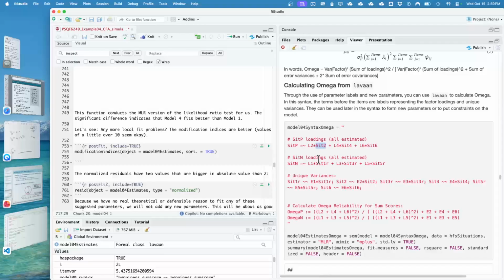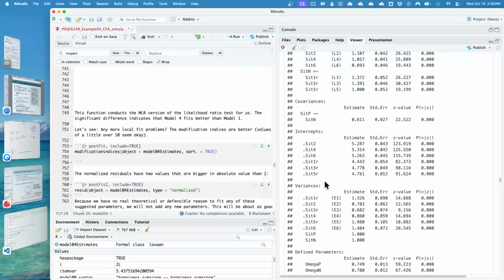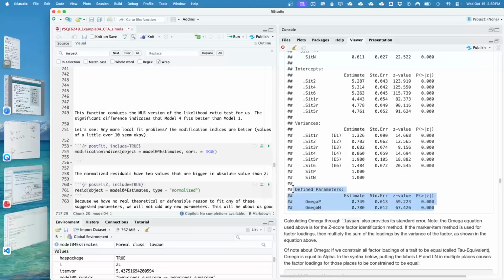Okay. That's it. Great. So what this does, though, is now at the bottom of my output, I get my estimates of reliability. So my reliability, if I only look at the factor of the positively worded items, it's 0.749. The sum score, not the factor score, the sum score. If I add those items up, their reliability is 0.749. If I do that for the negative, it's 0.780. But here we get a standard error with it too. I like that. It's kind of fun.